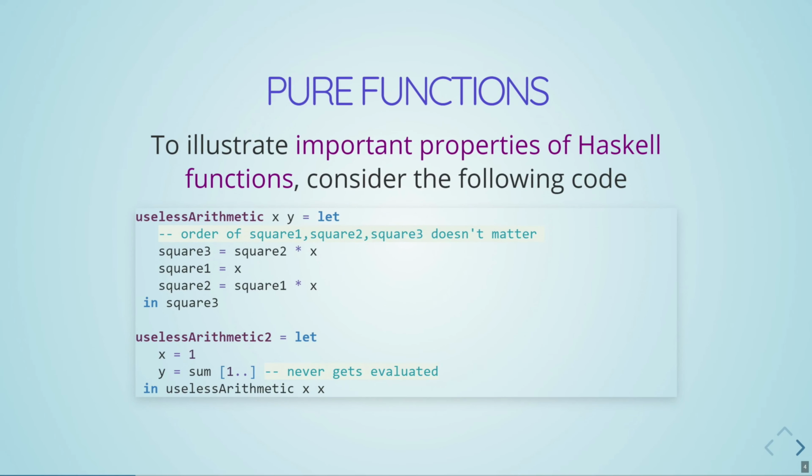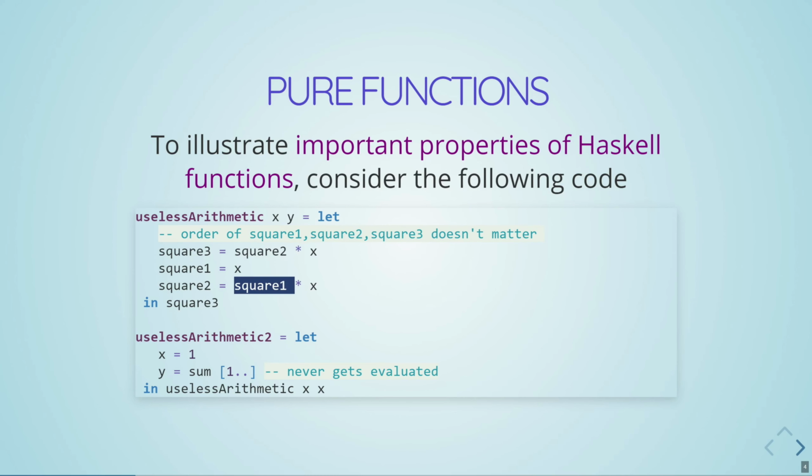Now let's take a look at an example of a pure function in Haskell, and highlight some important properties of this. Consider this first function, useless arithmetic. It's going to compute some different multiplications here. If we were to evaluate this, square 1 is going to be the first thing evaluated, which just equals x. Then square 2 would get evaluated because it needs square 1, and then square 3 gets evaluated because it needs square 2.